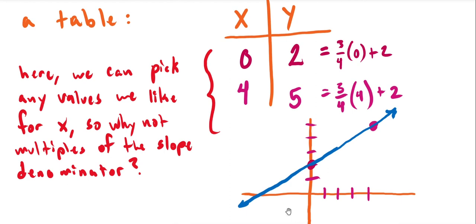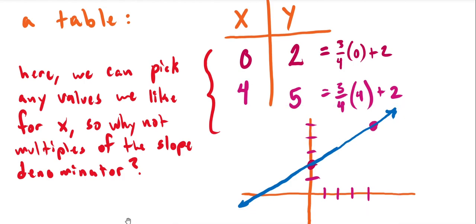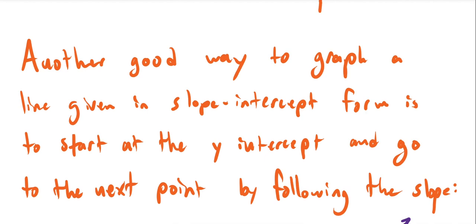You'll notice when I make graphs, I generally only put the tick marks that I need. And here is the point (0, 2). Here is the point (4, 5). And we connect them with a line. Now, that's one way to do things, is with a table. And in general, even if it wasn't a line, even if it was just some equation and we might not know how to do anything but evaluate it, we could still plot a variety of points this way. So if you ever get stuck, a good way to graph something is to use a table.